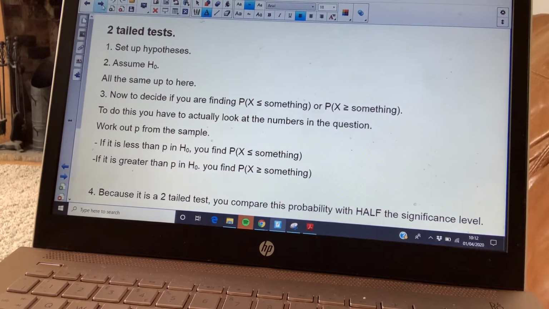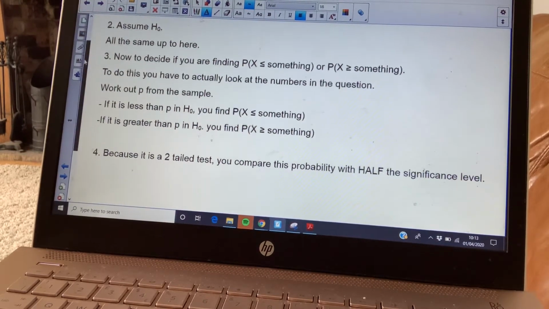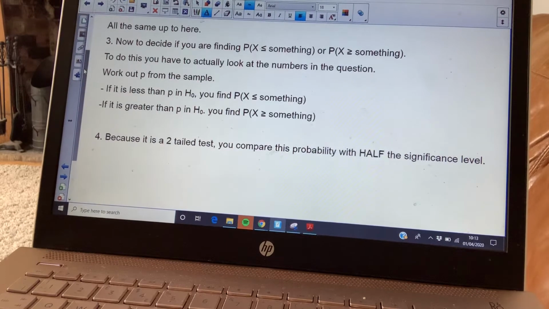Now, if that proportion or probability or percentage is less than what's in your null hypothesis, then you will find the probability of less than or equal to something. If it's greater than the value of P in your null hypothesis, you'll find the probability of X being greater than or equal to something. Here's the next twist. Because it's a two-tailed test from the not equal to in the alternative hypothesis, you'll compare this probability with half the significance level. So you're going to halve the significance level.